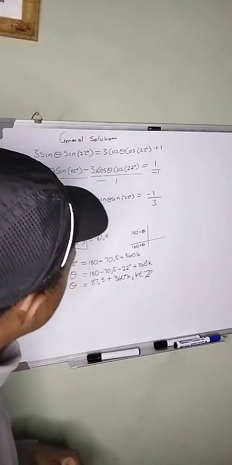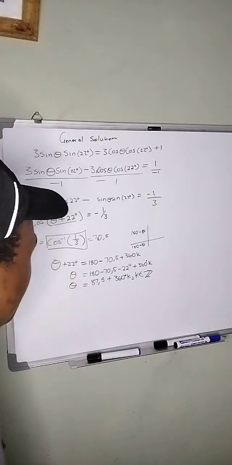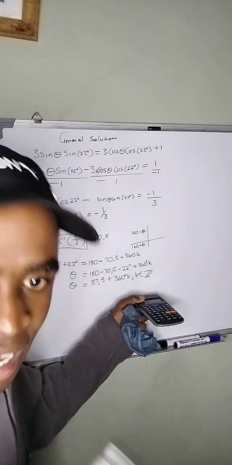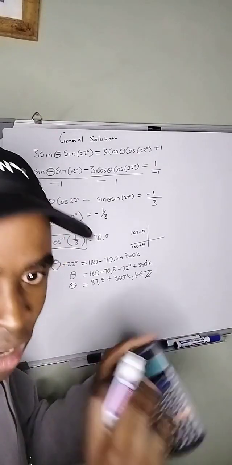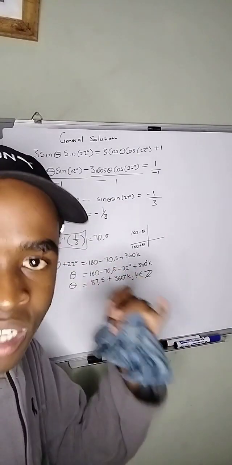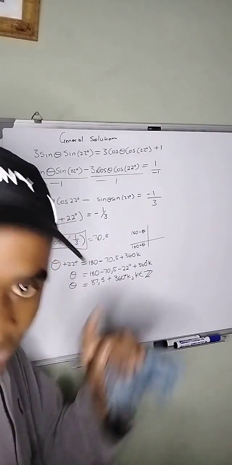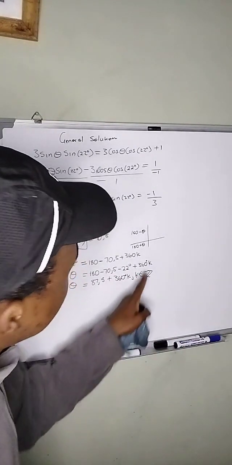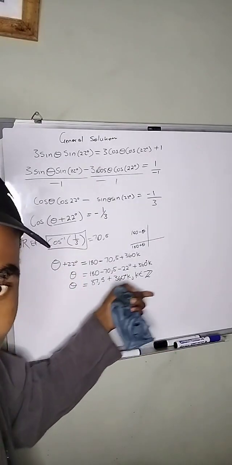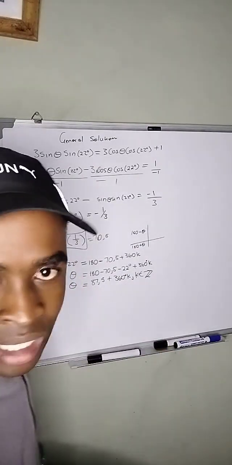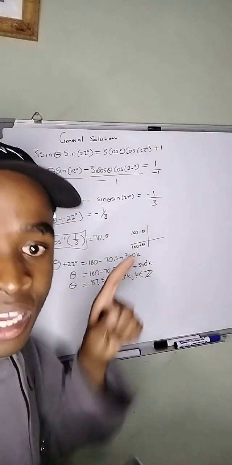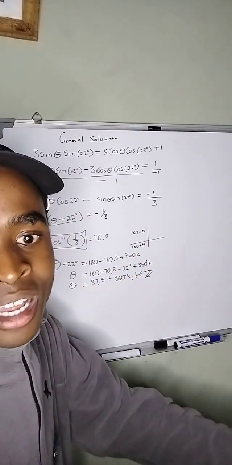On the first step, it doesn't matter, guys. As long as you indicated that K is an element of the integers, this K can be any integer. It doesn't matter that you indicated it on the first step or whatever. As long as you have this, you won't lose marks. As long as you have it on your paper, K is an element of integers.